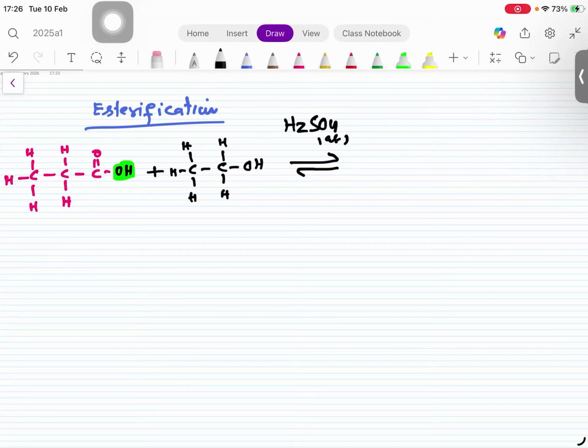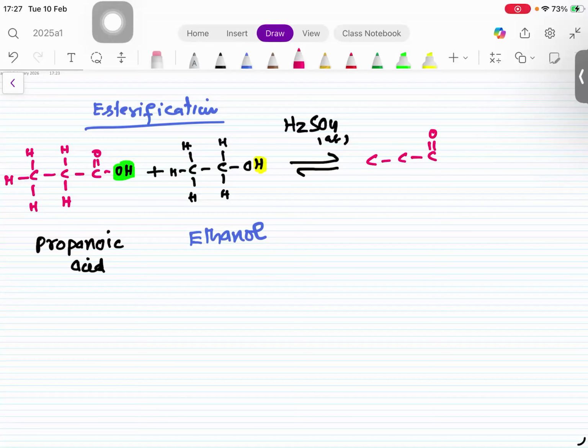And what will be the name of carboxylic acid? Propanoic acid. And the alcohol is going to lose its what? H. The second compound is alcohol. What is the name of alcohol? Ethanol. Right? And now they are going to combine. I always tell you to write the carboxylic acid first. So I copied the carboxylic acid here.